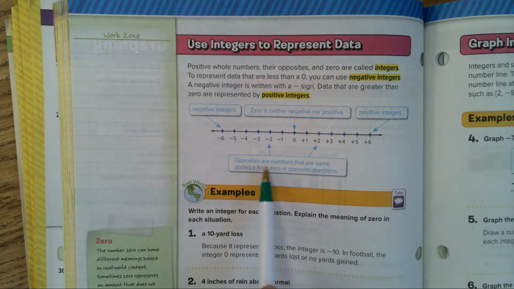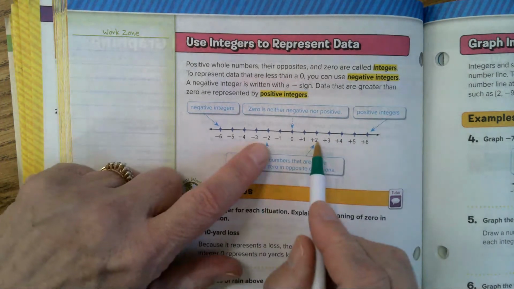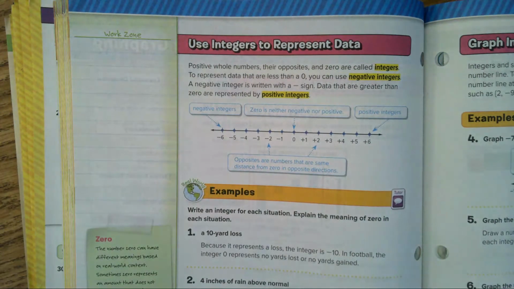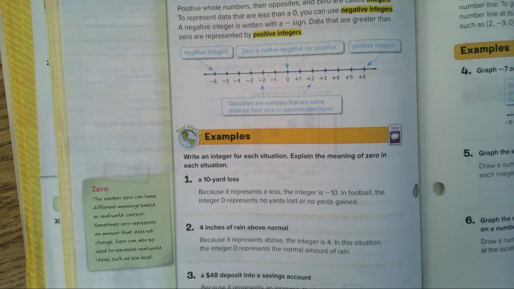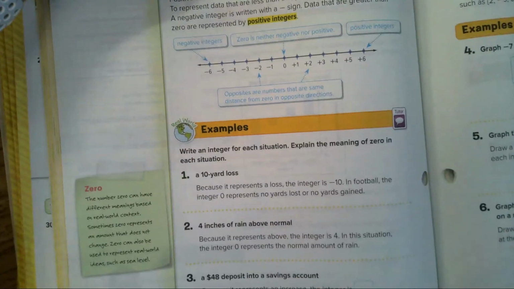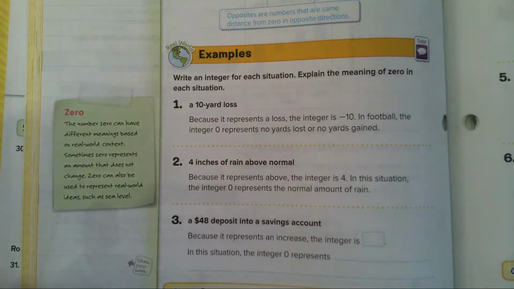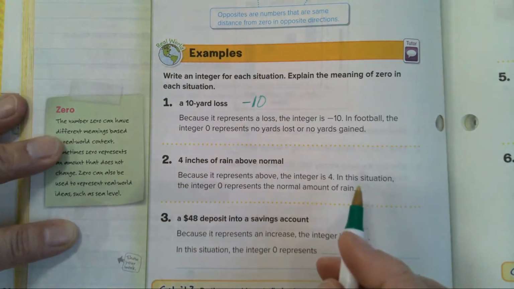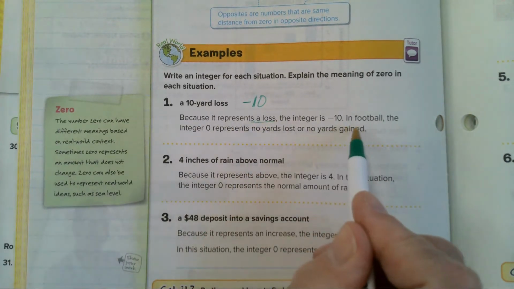It says opposites are numbers that are the same distance from 0 in opposite directions. So negative 2 and 2 are the same distance from 0. They are opposites of each other. Any questions on that? Great. Let's go on now to example 1. Write an integer for each situation. Explain the meaning of 0 in each situation. Okay, a 10-yard loss. That's going to be negative 10. When it's a loss, it's going to be negative. Okay, because it represents a loss, the integer is negative 10.